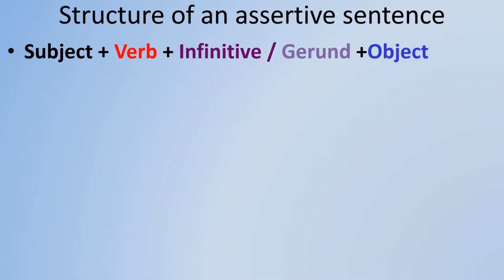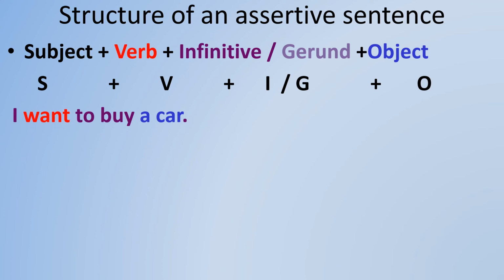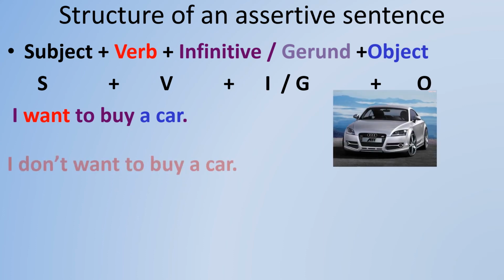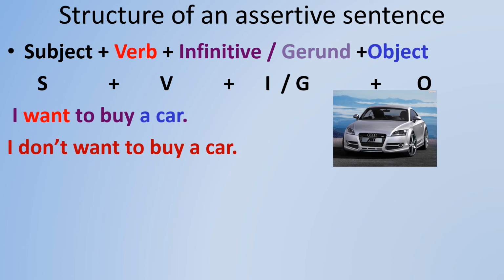The next type is subject plus verb plus infinitive or gerund plus object. We call it SV, I or G plus O. I want to buy a car. I is the subject, want is the verb, to buy is an infinitive and a car is an object. Same pattern. For negation, we do I don't want to buy a car. Here we have used don't. You can even use do not want to buy a car.